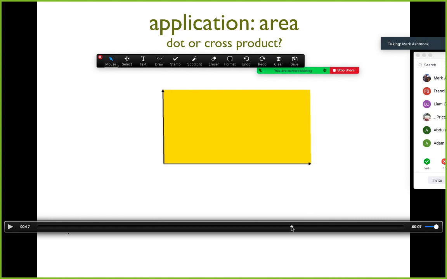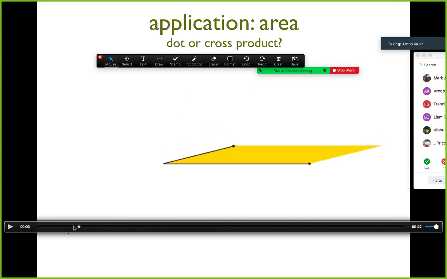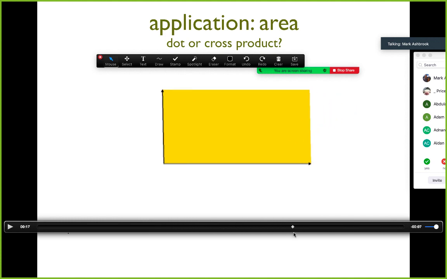When the vectors are parallel, how much area do you get? Zero. Okay, so is that dot product or cross product? It's cross product. Dot product is zero when they're orthogonal. We don't want that, right? We get the biggest area when they're orthogonal. Dot product gives a zero when the vectors are orthogonal. Cross product gives maximum value when they're orthogonal. We want cross product. And let's see how that plays out.